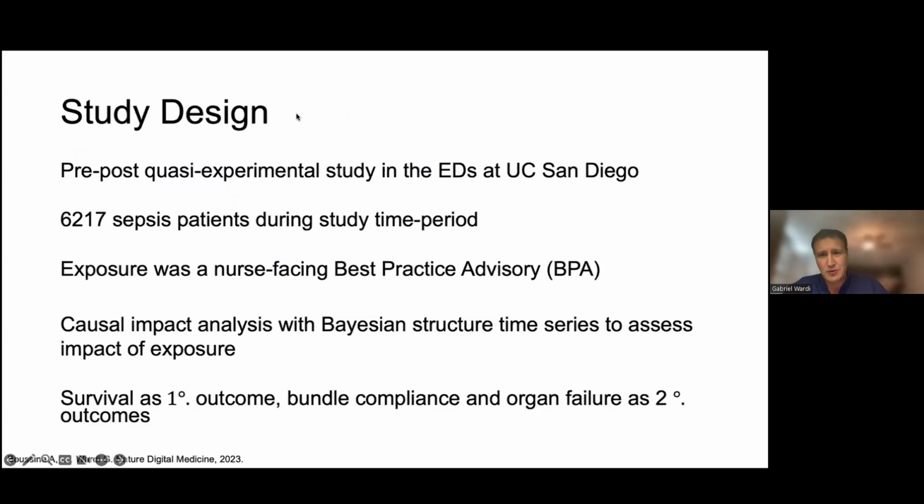So the study design when we published this was a pre-post quasi-experimental study in the emergency departments at UC San Diego Health. We wanted to do a randomized trial, but that was exceedingly difficult. And we felt that seeing how we did before and after would be a good approximation. We had about 6,000 or so patients with sepsis during the study time period. And we selected, actually, our nurses were the ones that would receive the best practice advisory.